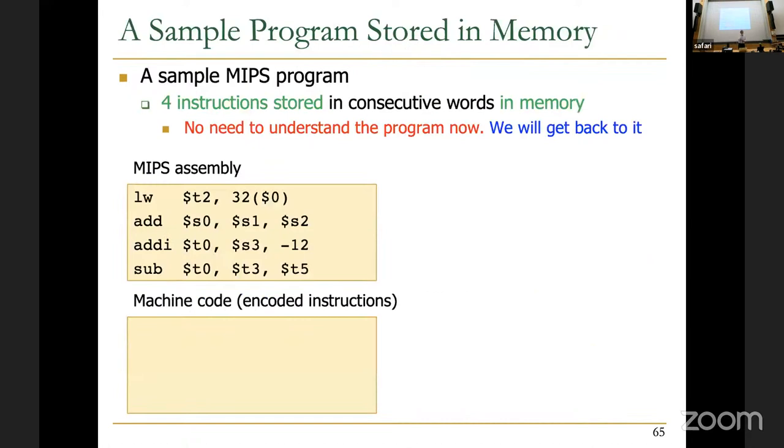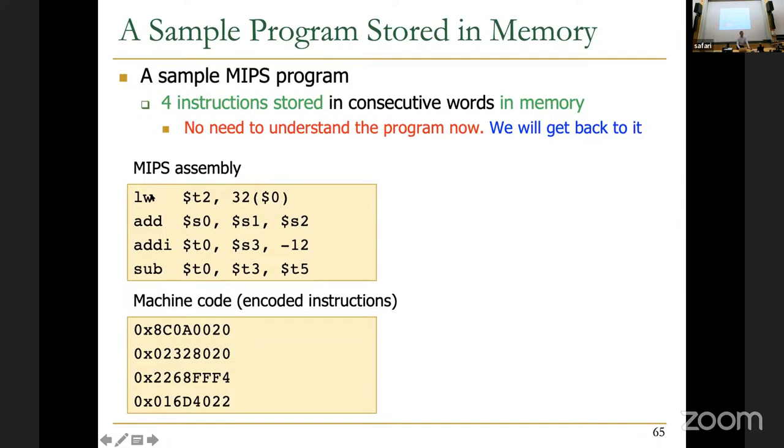So let's take a look at a program. This is a sample MIPS program. It looks like this. There are 4 instructions stored in consecutive words in memory. You don't need to understand the program now. We'll get back to it. We're actually going to see all of these instructions, and you're going to do that in your labs also. So basically, this is assembly programming. There are some conventions that you need to follow.